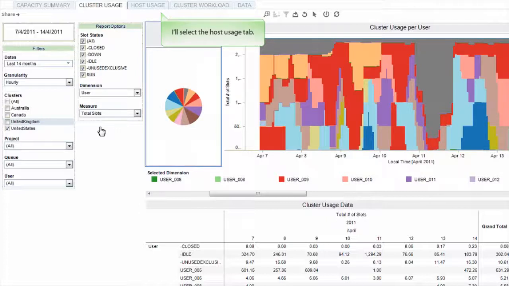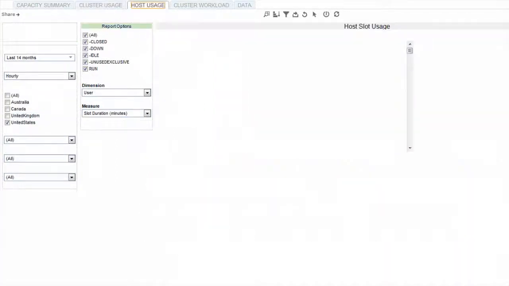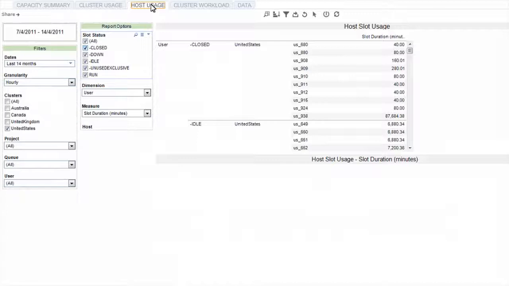I'll look at the Host Usage tab next. In this view, I get visibility right down to the host level. I can see exactly how long hosts spend in various states. I'll simplify the view by just looking at hosts with a slot status of running or idle.